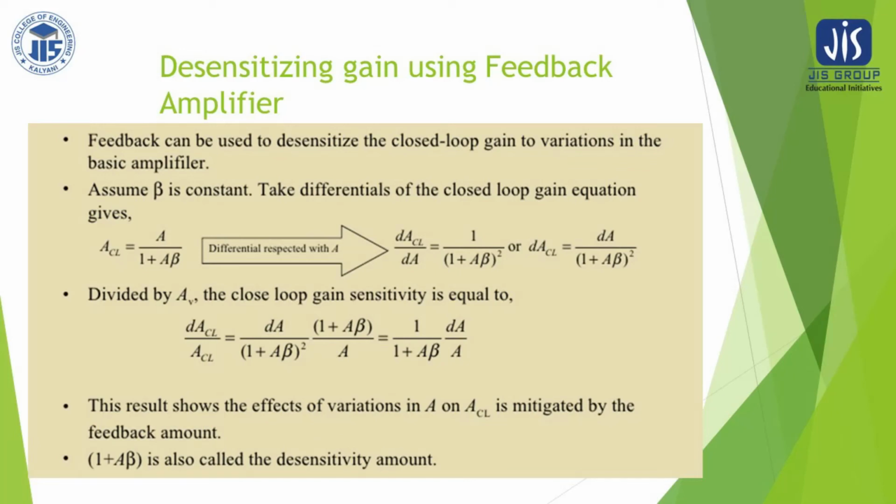This is the way by which we can prove that the desensitivity factor, which is 1 plus A beta, can desensitize the gain without feedback of a basic amplifier. So this equation is very, very important to prove that the changing gain has become very much insensitive due to the feedback. In the next video we will discuss various topologies of feedback amplifier and associated mathematical derivations.